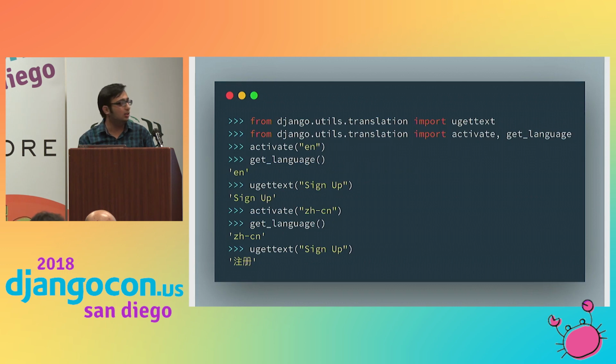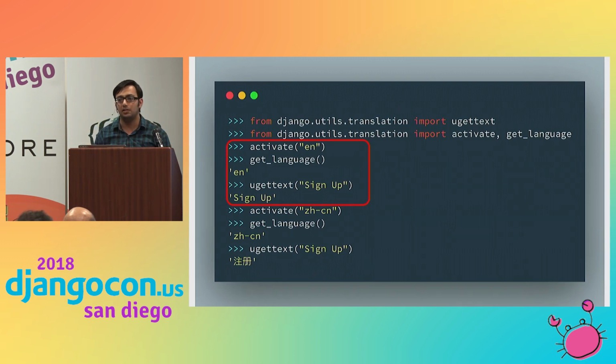Let's see it in action. So I imported ugettext, and then I imported a bunch of utility functions, activate and get_language here. First of all, I do activate en. So I activated English language. Just to make sure that it worked, I used the get_language function to know that, okay, English is activated. Then I called ugettext for sign up. And since the translation was there, I get the English representation.